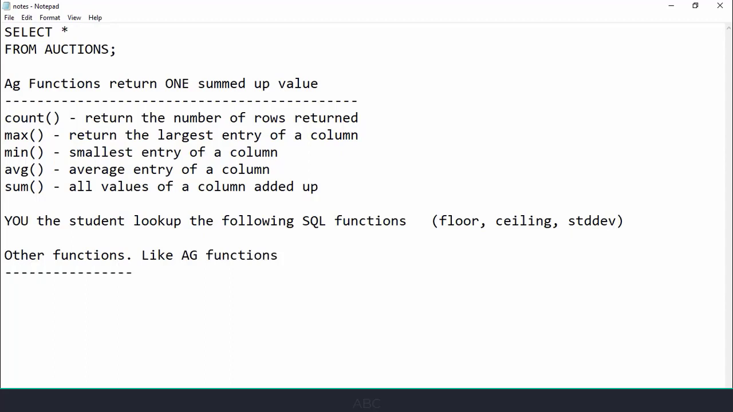All right, let me show you distinct. Distinct. D-I-S-T-I-N-C-T. There we go.